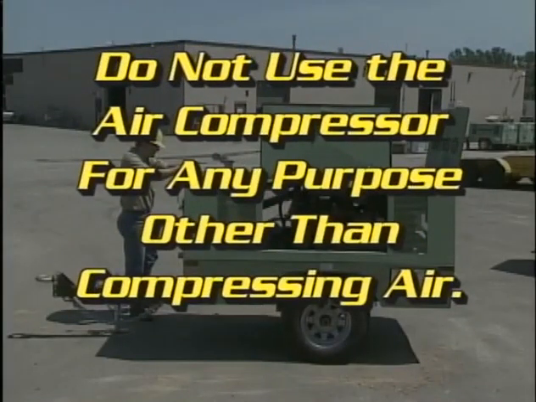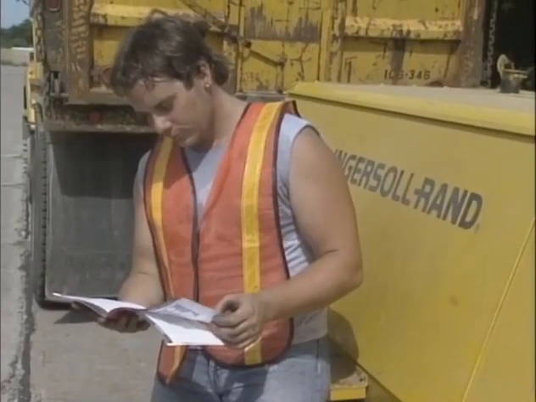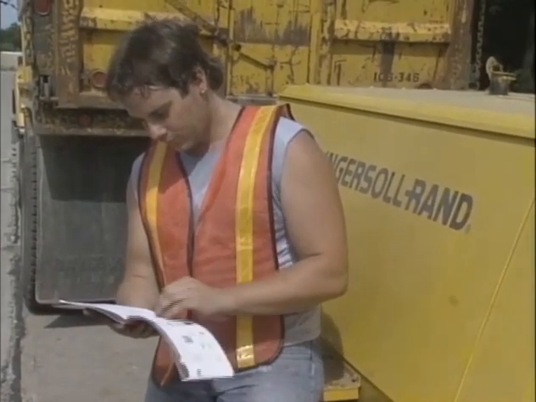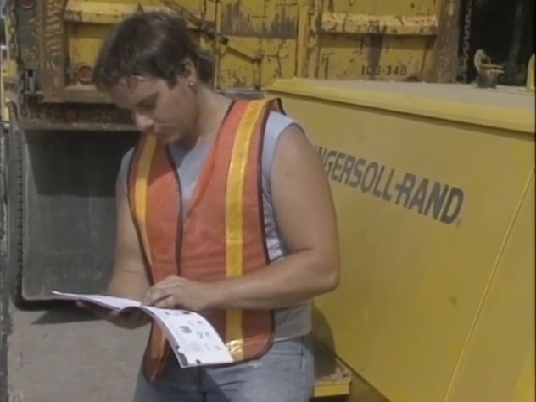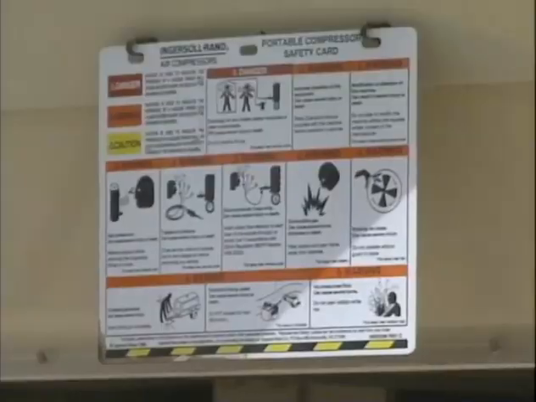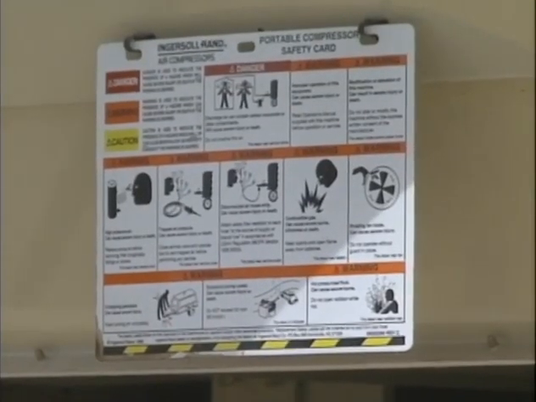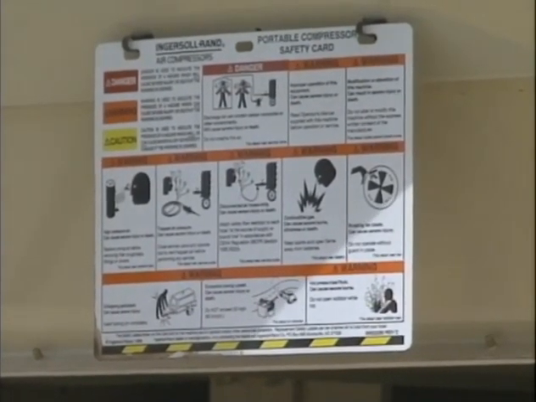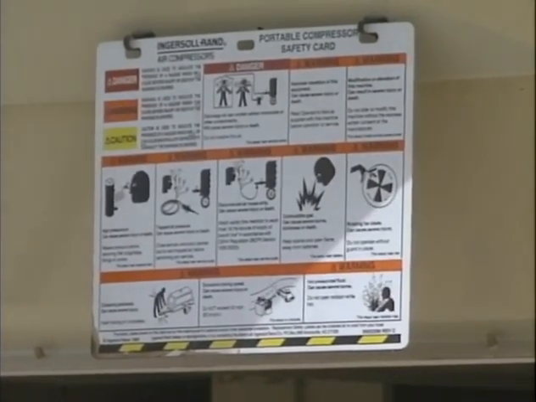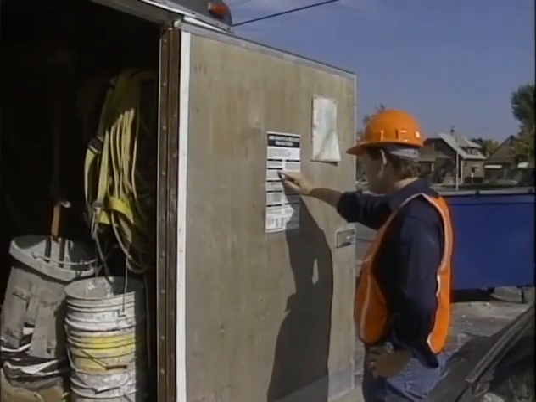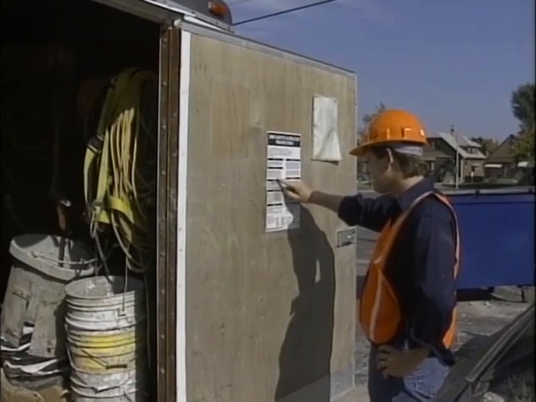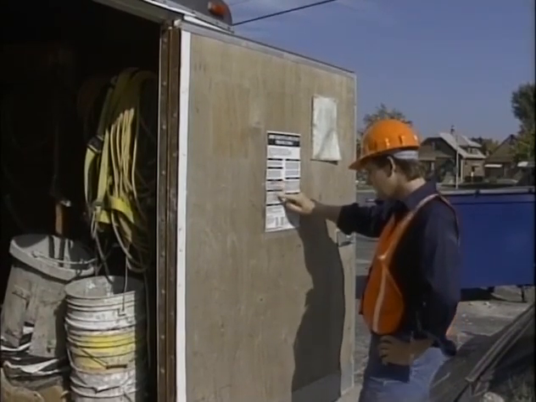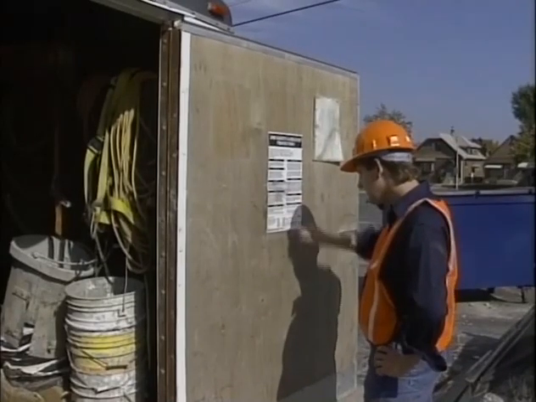Do not use the air compressor for any purpose other than compressing air. The information provided in this video supplements the specific information about your machine that is contained in the manufacturer's manuals. Other information which may affect the safe operation of your machine may be displayed on safety signs or in insurance requirements, employer safety programs, safety codes, local, state, provincial, and federal laws, rules, and regulations. This video does not replace the safety manuals.